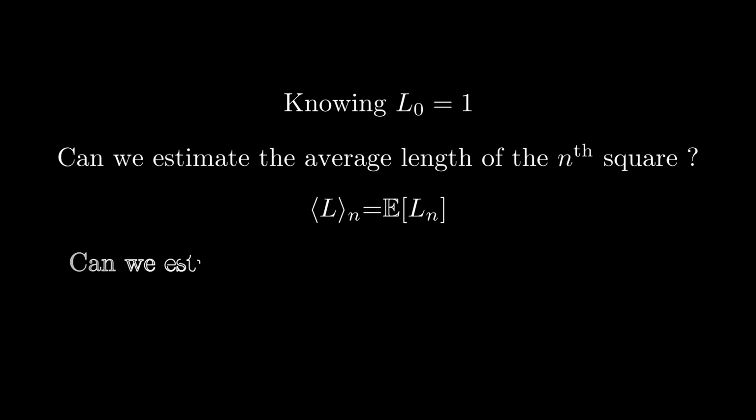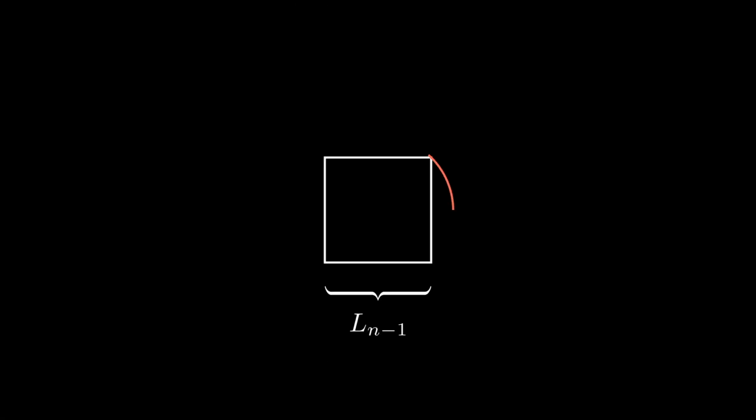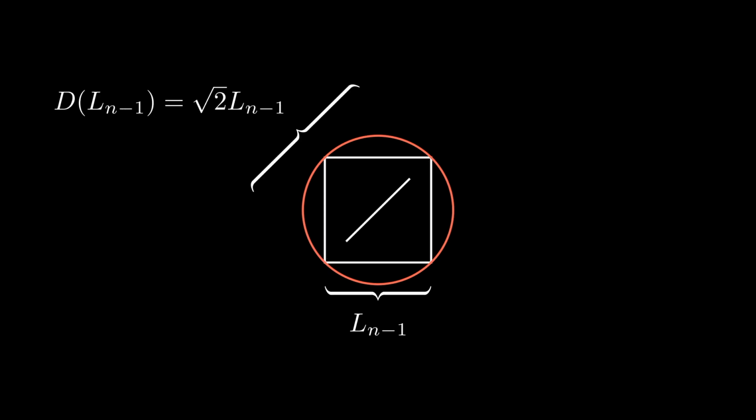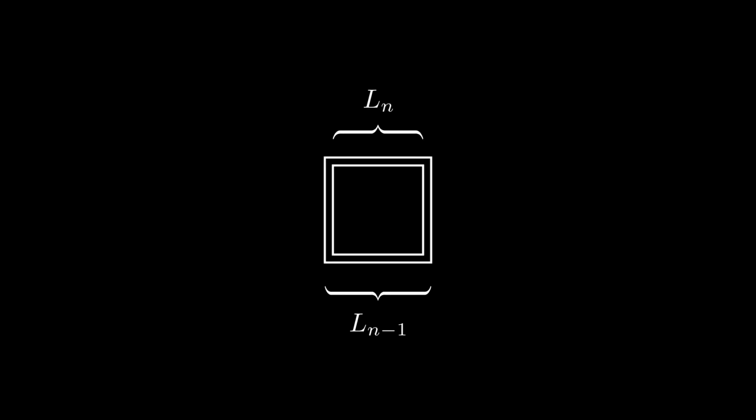Here is another question you may be interested in answering. Can we estimate the average area of the nth square? This is something you will want to write like this or like that, depending on what is your favorite notation. Because one square is constructed from the previous one, we kind of expect that there must be a relation which relates the average length at step n to the average length at the previous step n-1.